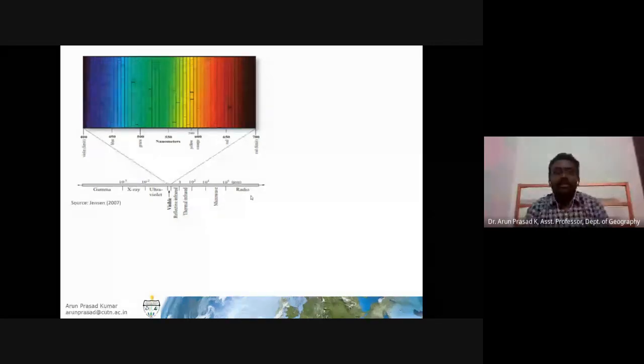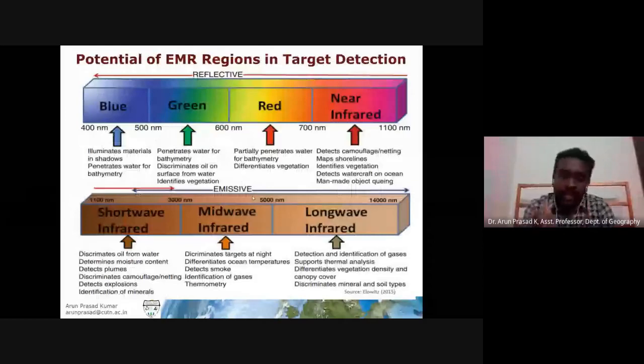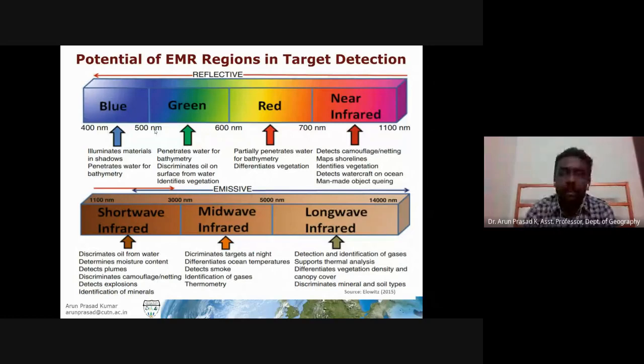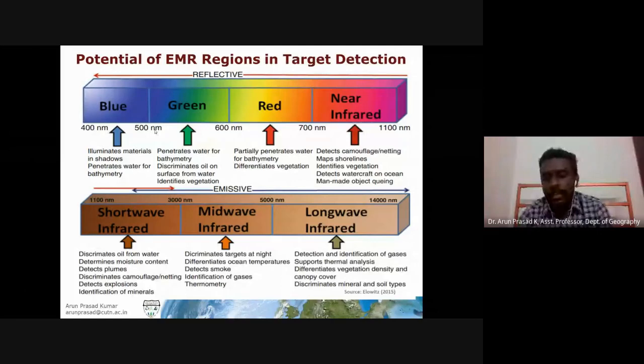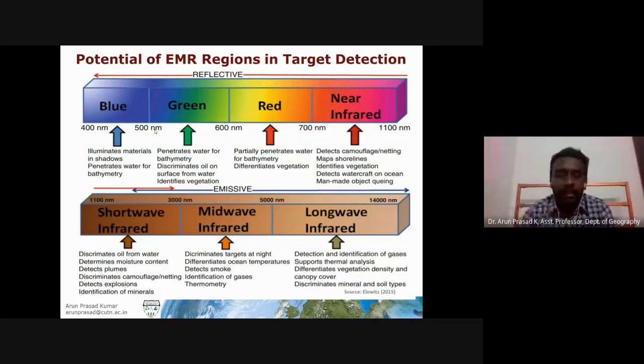Okay, so these are the different regions we use in general earth remote sensing for target detection. The blue region, from 400 to 500 nanometers, is usually used for bathymetry surface mapping, to identify water composition, and mostly for blue reflecting surfaces. Green is basically used for identifying vegetation. And red is also used in vegetation and bathymetry mapping, and the near infrared is also mostly used in vegetation and man-made object viewing.